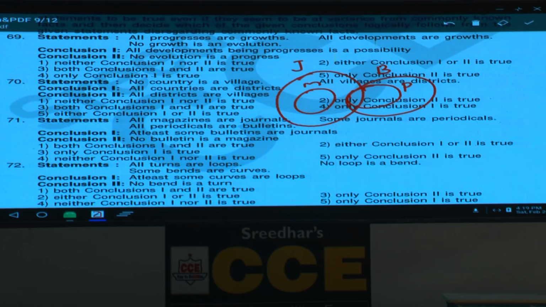Then first conclusion, some bulletins are journals. Some bulletins are journals, definitely true, because this is the intersection of these two. And the next one, no bulletin is a magazine. As of now, no bulletin is a magazine is definitely true.